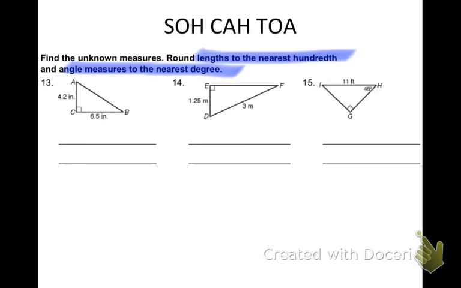Now number 13, what can we probably find right away that does not use any new information, Troy? I can find the hypotenuse. What do I use to find the hypotenuse, Troy? Yeah, I can use Pythagorean theorem and solve for AB. So for instance here, 4.2 squared plus 6.5 squared is going to equal AB squared. Using your calculator and Pythagorean theorem, solve for AB. Now remember, the last step of Pythagorean theorem is always to take the square root.